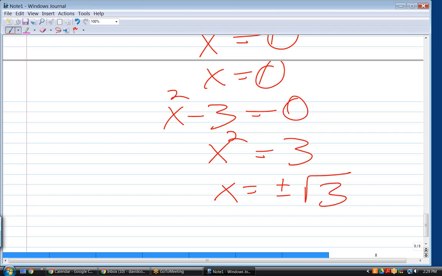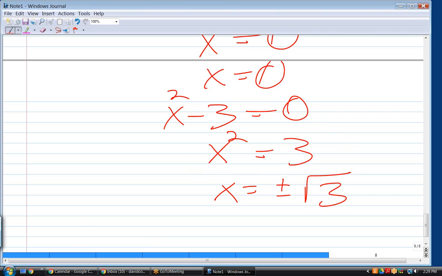The only thing I can suggest is that whenever you solve an equation by taking the square root of both sides, which is what we did here, always begin your answer with the words plus or minus. Always.